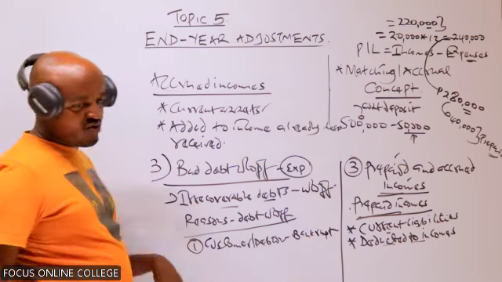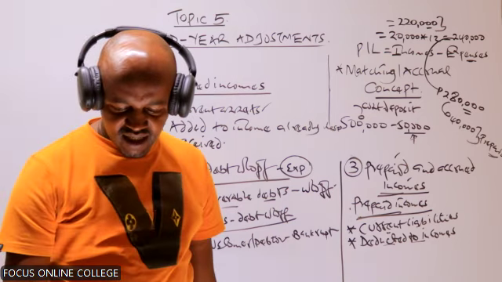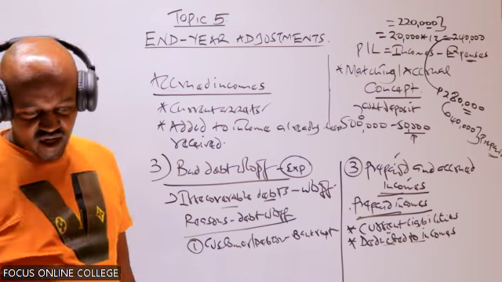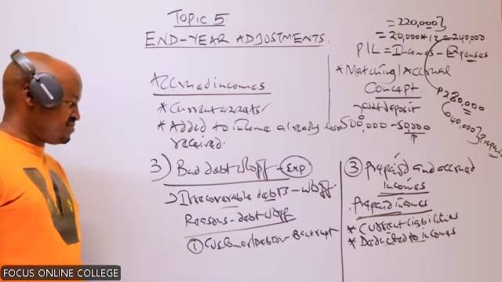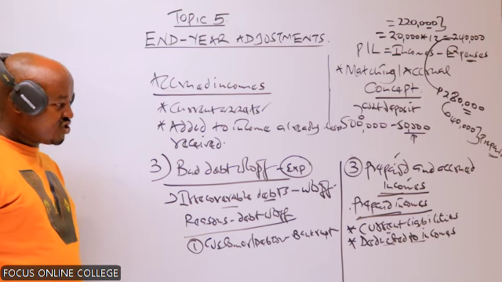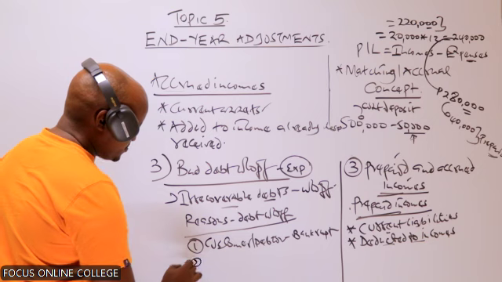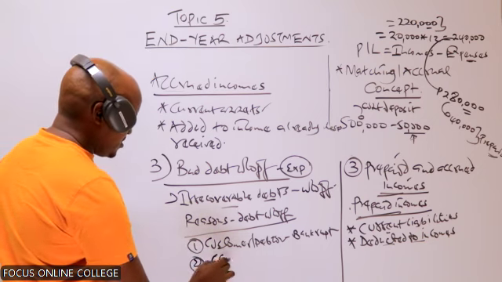Maybe there is a customer who owed you an amount of 100,000. By the end of the day, that customer has been declared bankrupt, has been declared insolvent. There is no way you're going to recover that particular amount of money from that customer. So the other one, number two, is closure of business.